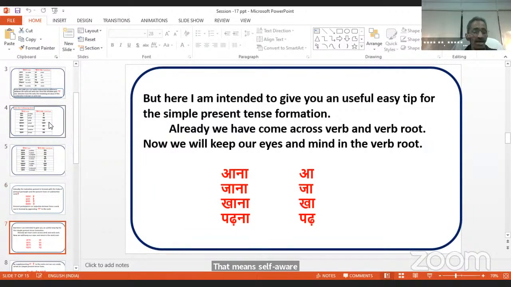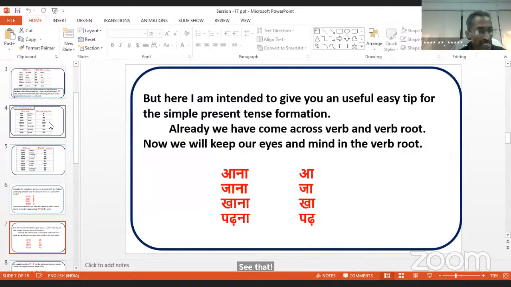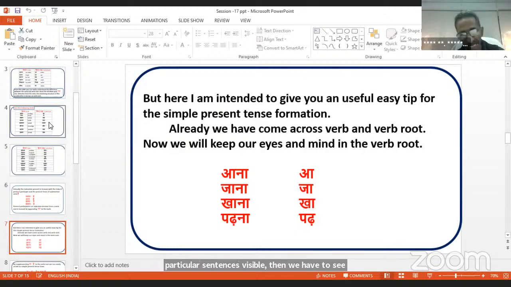Technically, by law, you are framing the simple present tense. But here I am going to the functional side. Nobody is going to ask how you are going to frame a sentence. Vice versa, after seeing a specific sentence, you have to see whether it is written in present tense, past tense, or future tense.